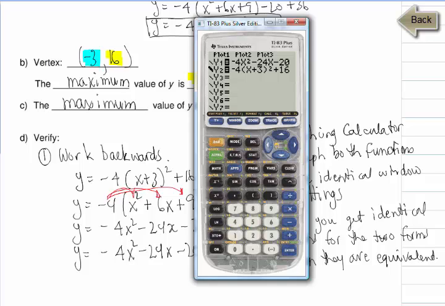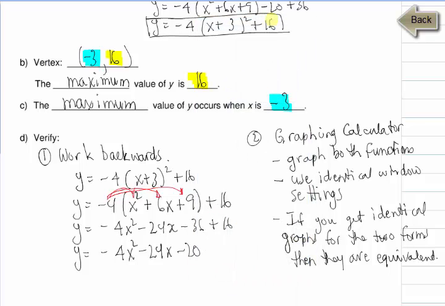Oh, I need to set my window settings. Okay, so I've got a y-intercept at 16, so I'm going to go a little bit higher than that. Okay, I'll leave this the way it is. So I'm going to maybe put in 20 here and graph. And there we go. So I have two graphs that look exactly the same. Okay, so I verified using algebra, and I verified using my graphing calculator that these two equations are identical.